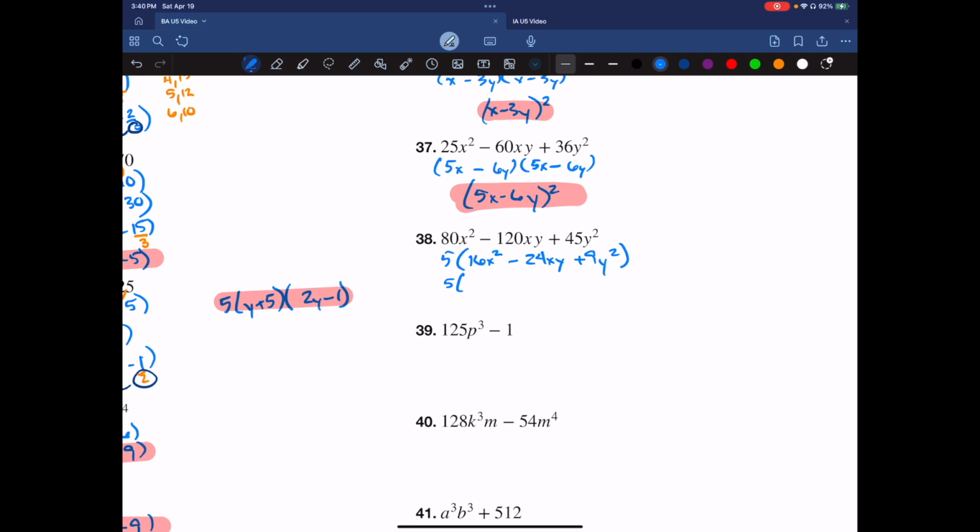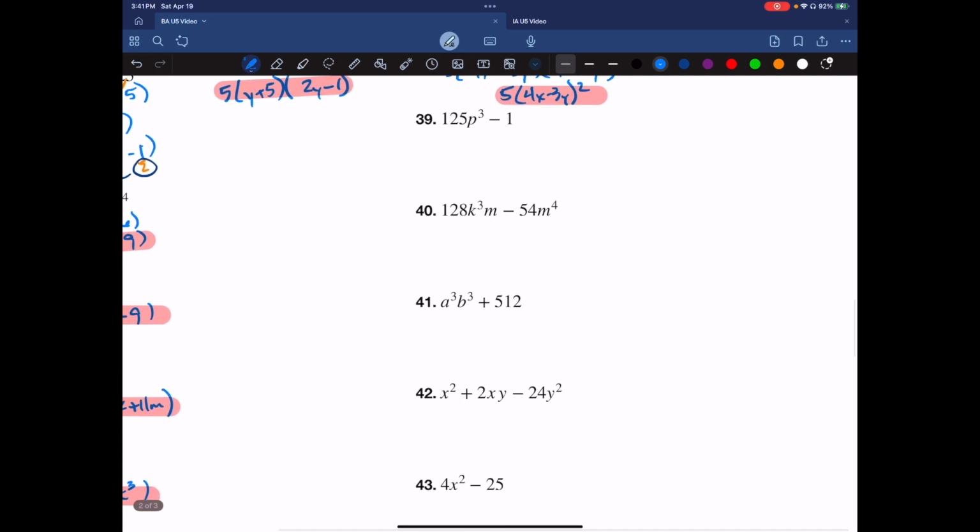This is going to be 4x plus 3y. So this should be minus 3y. 4x minus 3y. The inside gives you negative 12xy, the outside gives you negative 12xy. Together, that's negative 24xy, which is what you wanted. So this is going to work out. I just need to combine it. So you get 5 times 4x minus 3y all squared.